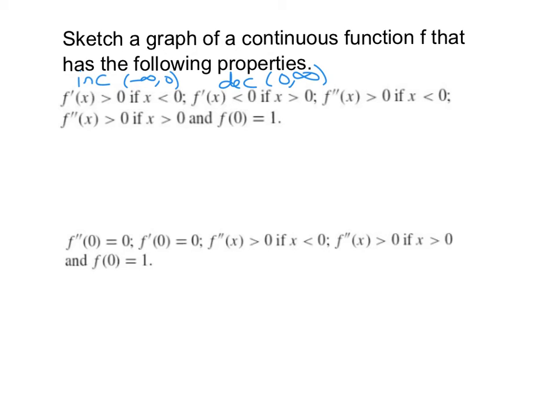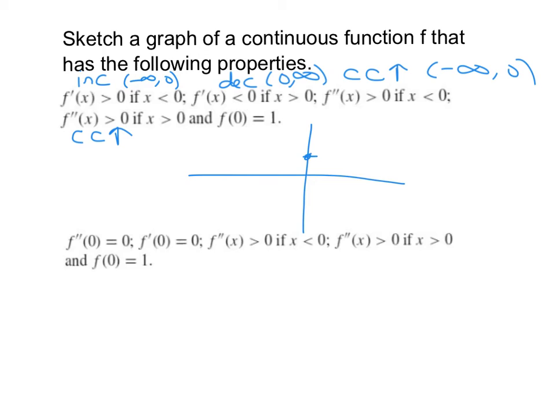f double prime is greater than 0, that's concave up, negative infinity to 0. And then it says concave up again, right? Look, it's greater than again. So this thing is always concave up, right? So this thing is always concave up. I got my 0, 1, but it goes from increasing to decreasing. So increasing concave up, decreasing concave up.